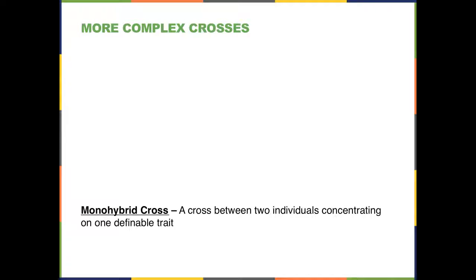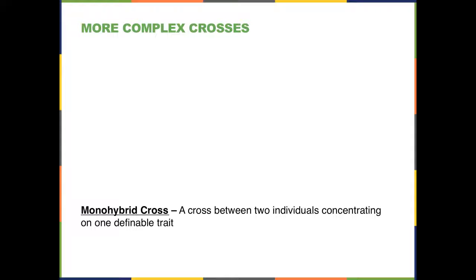Now we're going to talk about some more complex cross-pollinations or breeding situations. And the first thing we've been talking about all along is something known as a monohybrid cross. A monohybrid cross is a cross between two individuals concentrating on one definable trait. And we had looked at the purple people eaters with their horns and other situations where we were just looking at a single trait with two individuals. The trait was controlled by one of two alleles, each of which was contributed by a parent.